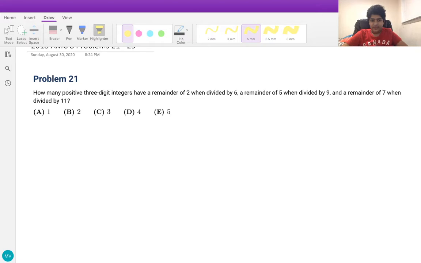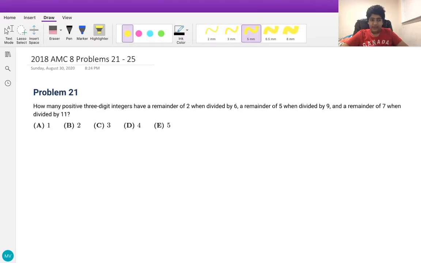This is Vishnu Anjipudi, and today we will be solving problems 21 through 25 of the 2018 AMC 8. Let's begin with problem number 21. How many positive 3-digit integers have a remainder of 2 when divided by 6, a remainder of 5 when divided by 9, and a remainder of 7 when divided by 11?